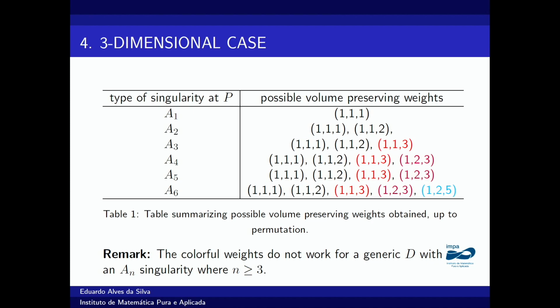So here we have a table summarizing our results for the A_n case. We have some possible volume preserving weights initiating from this quartic surface. And here you can notice that we have some colorful weights, and these weights have this color because they will not work when we consider a coarse moduli space for the quartic surfaces having this kind of singularities. These colorful weights will not work generically, because the quartic surface having such a type of singularity must satisfy some closed conditions in the coarse moduli space.